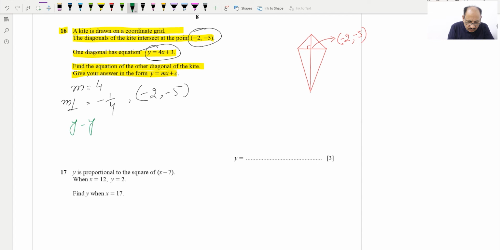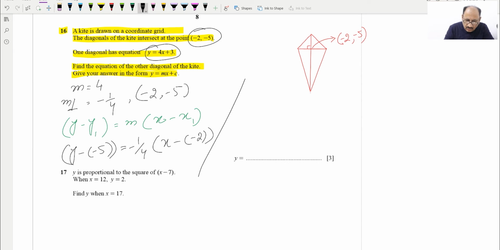So y minus y1 is equal to m into x minus x1. We need to just replace the values, and y minus y1 will be y minus minus 5, so we put in brackets plus 5, and the gradient will be minus 1 by 4, equal to minus 1 by 4, and x minus x1, this one minus 2, we can write here in brackets again, and then we can just solve this equation.